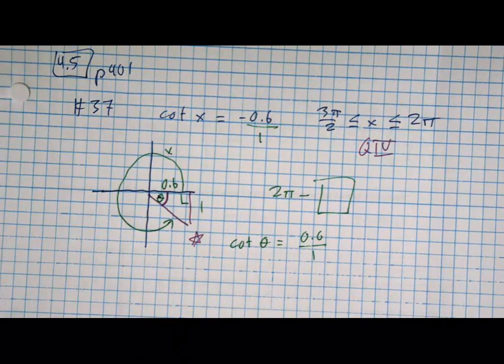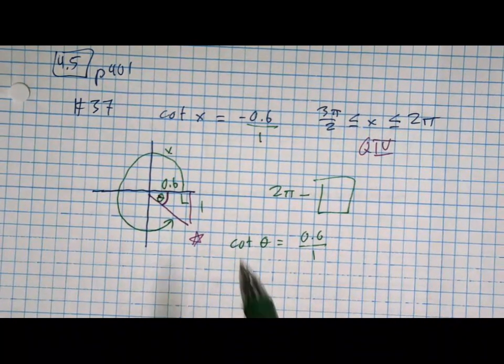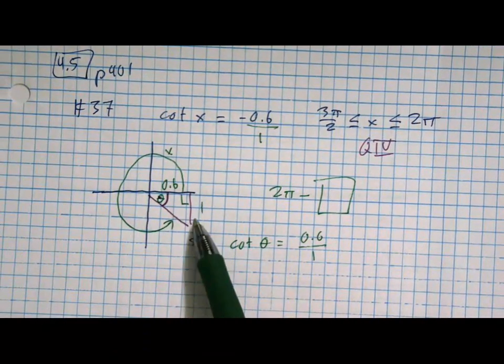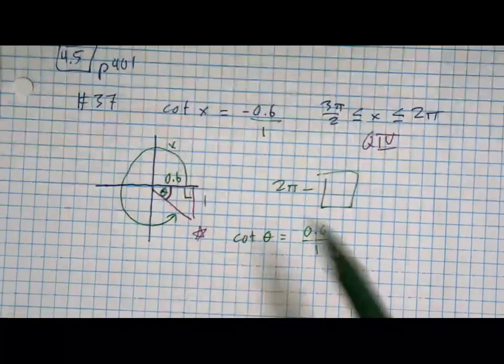We could, yeah, absolutely. So for example, if 0.6 is 3 over 5, so instead of 0.6 over 1, I could have done a 3 and a 5 here. It's still the same thing.